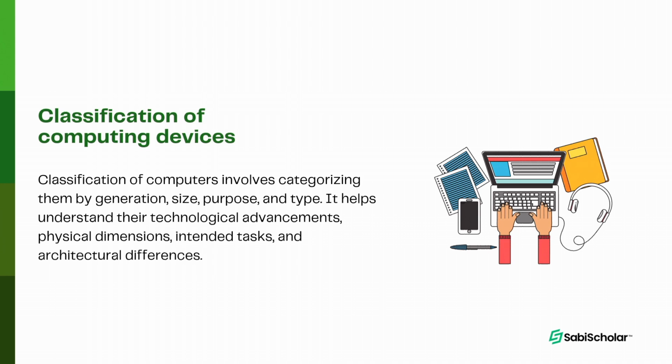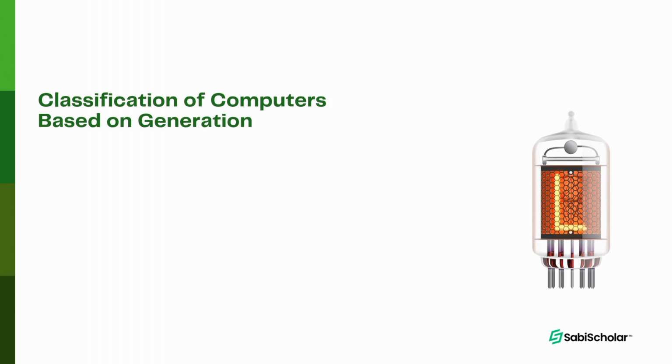It also helps to understand their technology, advancement, physical dimension, and also intended task and architectural difference. All these parameters are used to classify computers. Computers may look alike, but they have individual properties that distinguish them. So we're going to be looking at the classification of computers based on their generation.